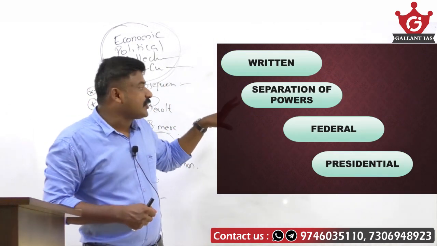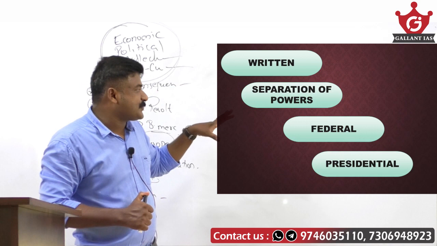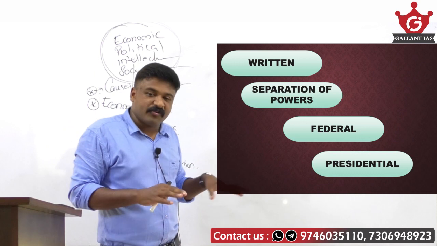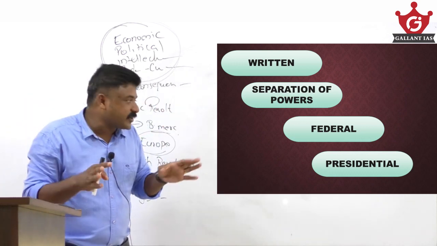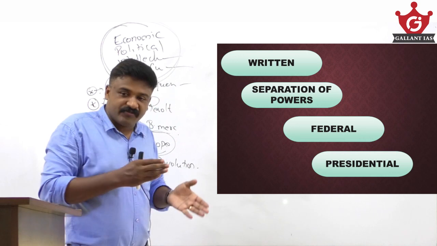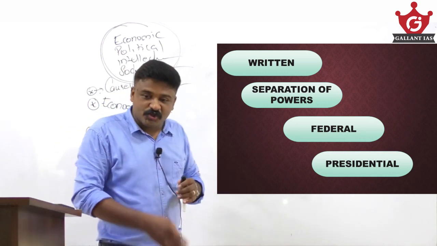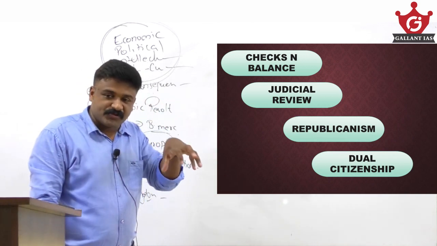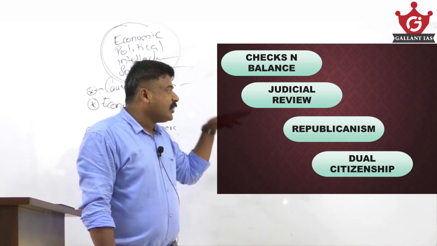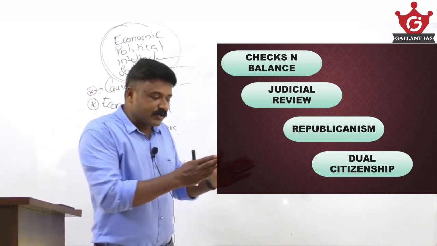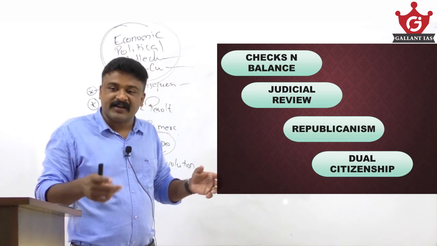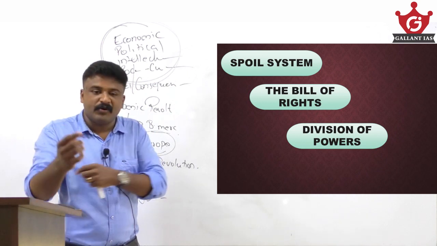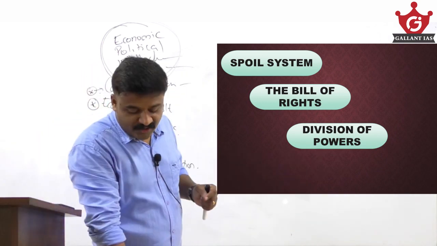Then see the adoption of a written constitution. Separation of powers: the American Constitution has some features, I'm not discussing everything. Legislative, executive, judiciary, separation of powers. Federal Constitution, division of power between center and states. Then it is a presidential constitution. Checks and balances system. The president is the head of the state. Then judicial review, republicanism, dual citizenship: a citizen of a particular American state and a citizen of America. Then the spoils system, bill of rights, division of powers. These are some basic features of the American Constitution.